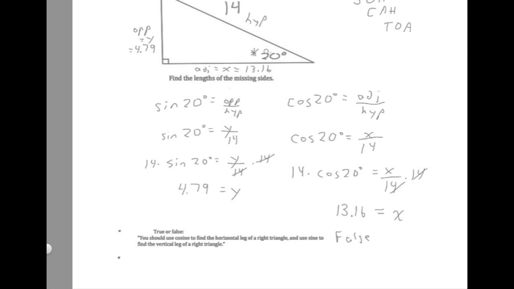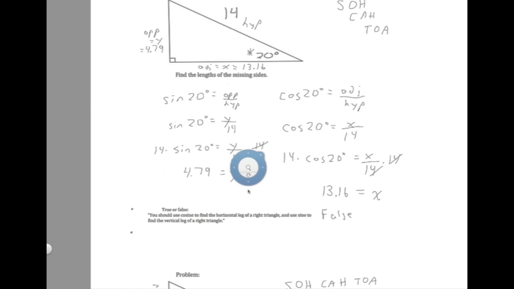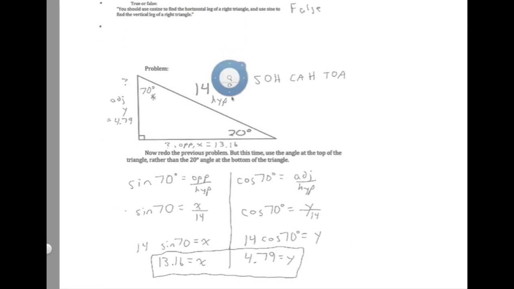It only works if you're focusing on this angle. But what about if you focus on the top angle? Well, notice now that we're focusing on the top angle, did we still use cosine for the horizontal leg? No, now we used cosine for the vertical leg, y. And now that we're focusing on this angle, we did not use sine for the vertical leg, we used sine for the horizontal leg. This is usually true on most problems, but it's not a general rule that you can rely on.